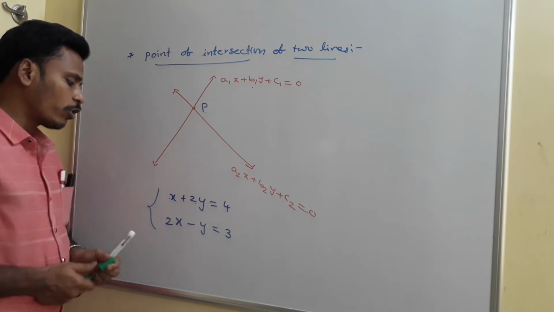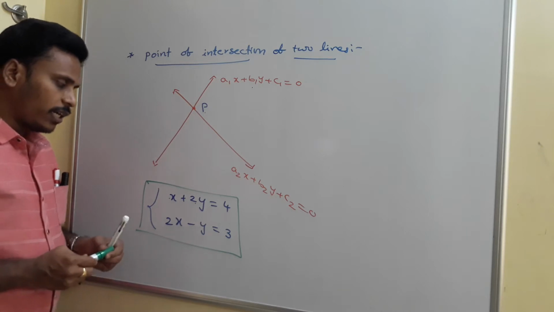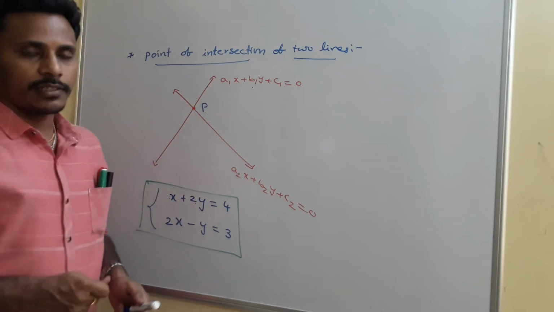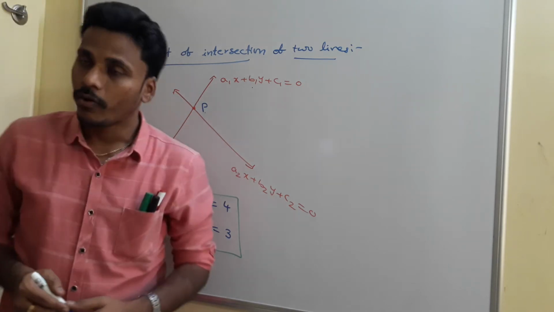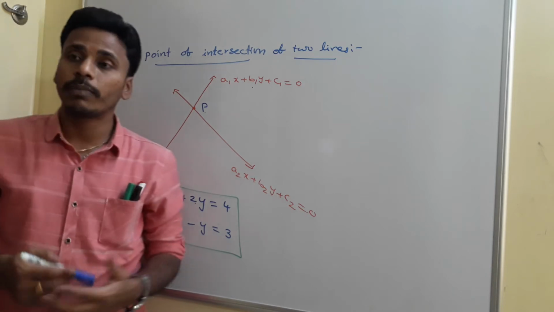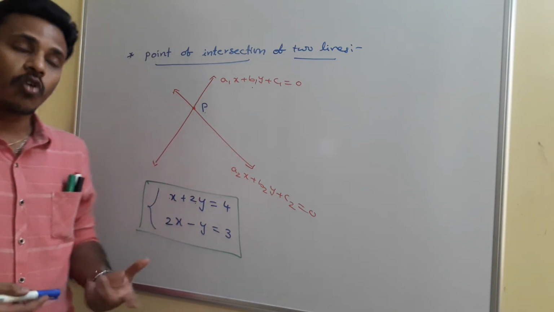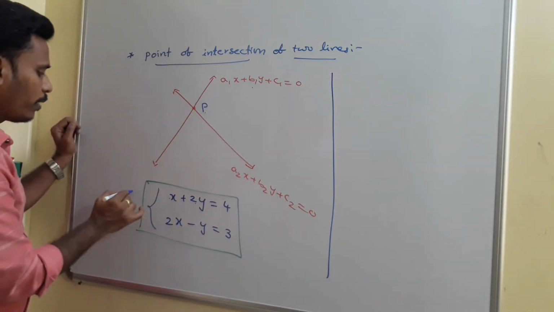x plus 2y is equal to 4 and 2x minus y is equal to 3, right? Basically, coming to the coordinate geometry, we know that these two are lines, and these two lines have a common point. We call it the point of intersection, right? Whereas coming to the algebra part, these two are just two linear equations, and we solve them using the elimination method.